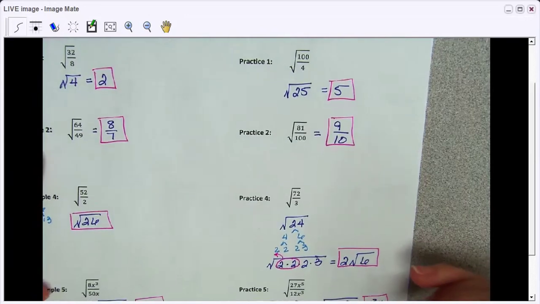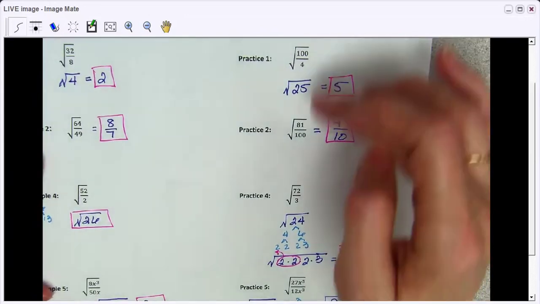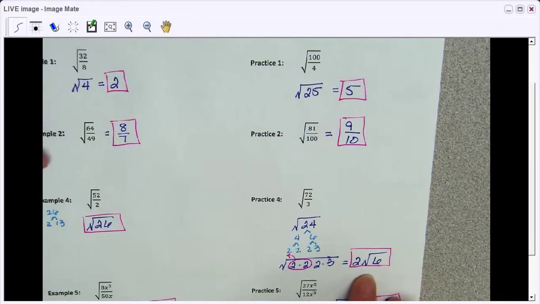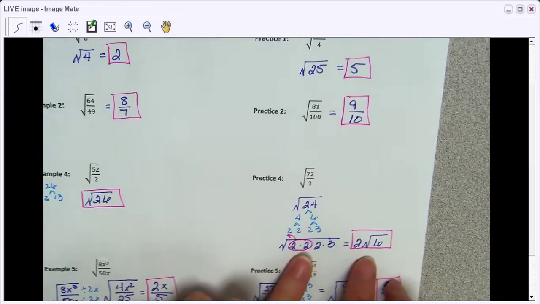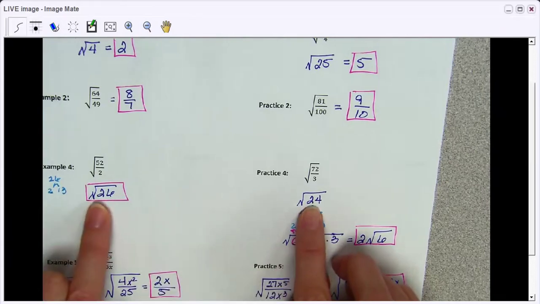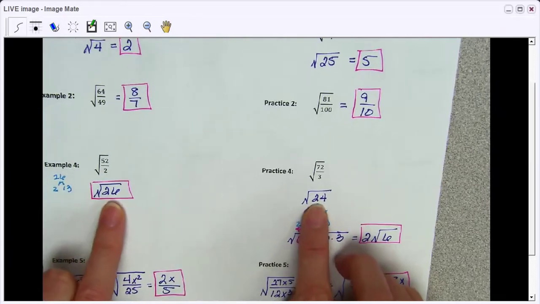Okay, here are the answers to practice 1, 2, and 4. These two were very similar to our example problems. This one was slightly different. You may have stopped at the square root of 24 because we did over here, but the thing is, 26 is not factorable. 24 is.